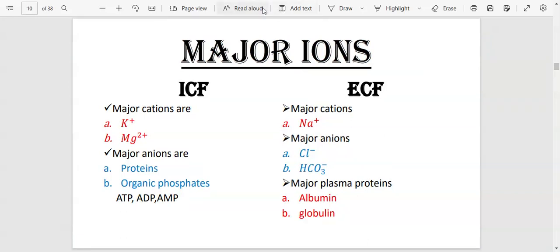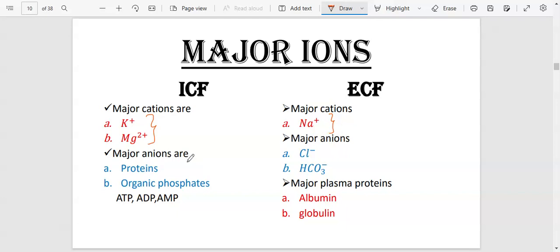Now, what are the major ions which are found inside the cell and outside the cell? When you look at positively charged ions or cations for the inside of the cell, the intracellular fluid, the major ones we have are the potassium ions and the magnesium ions. But outside the cell, you have got sodium ions.